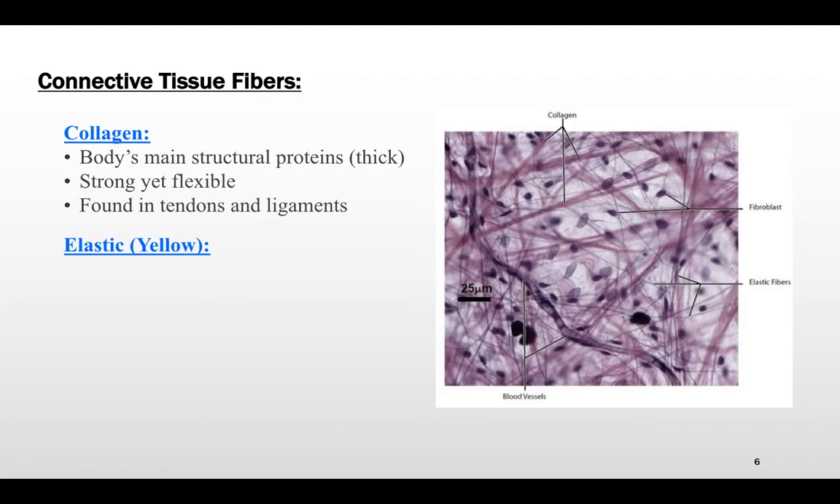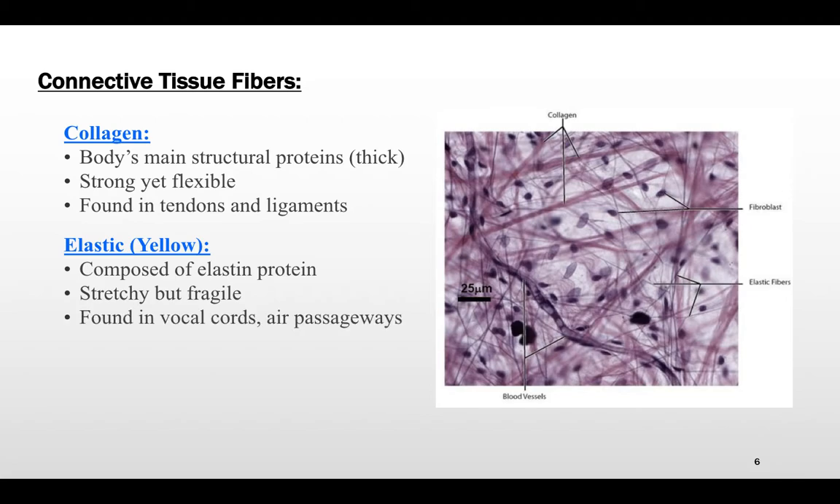Elastic fibers, sometimes called yellow fibers because of how they appear under the microscope if it's not stained. These are stained fibers, which is why they look so dark. But yellow fibers are composed of this elastin protein, which makes it very stretchy. Because it's thin, though, it's also kind of fragile. So we find this in vocal cords and air passageways, but this is not going to be the stuff that holds your bones together. It's just going to be something that is able to stretch a little bit.